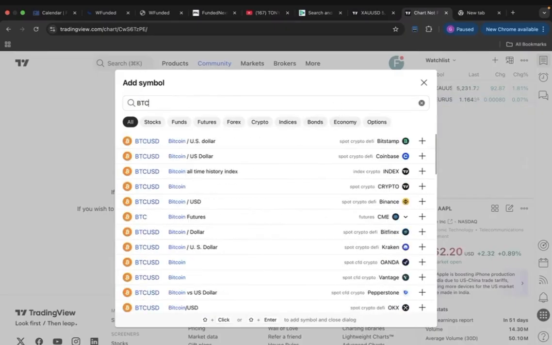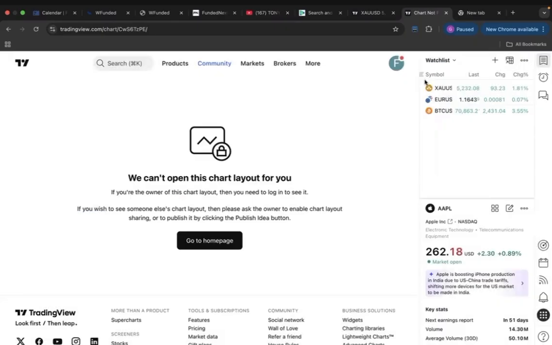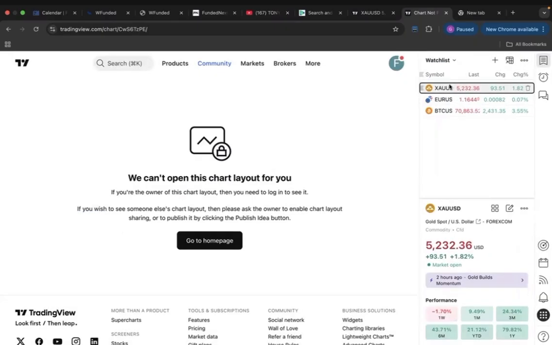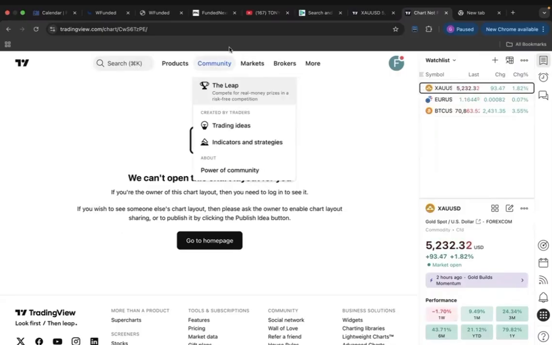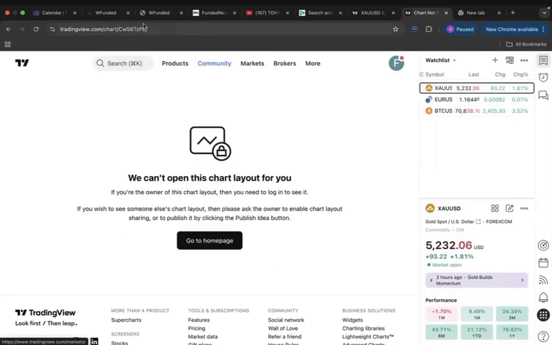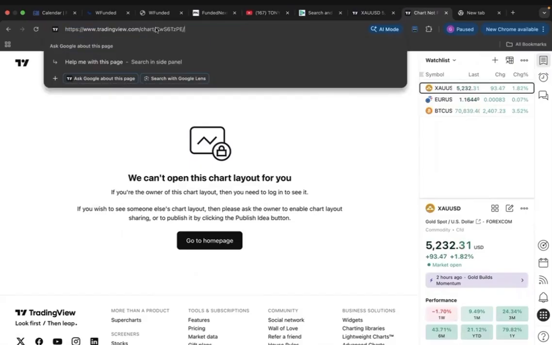Then for crypto, I love using Coinbase, so I'll be using Coinbase. I'll add Coinbase. So right now I've added 3 pairs to my watch list. What I'll do next is go to TradingView/charts to be able to see the charts.